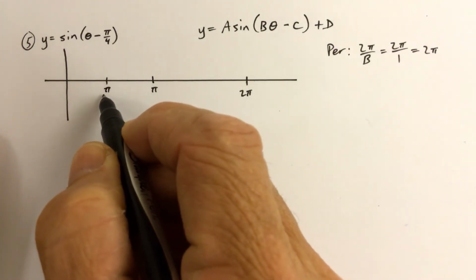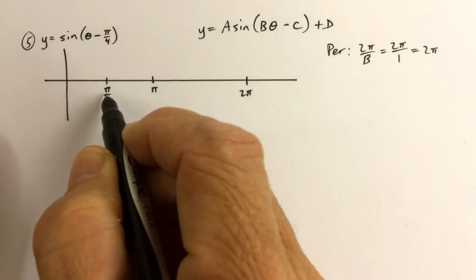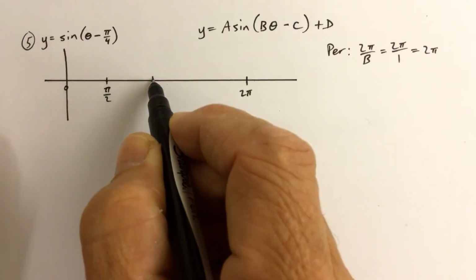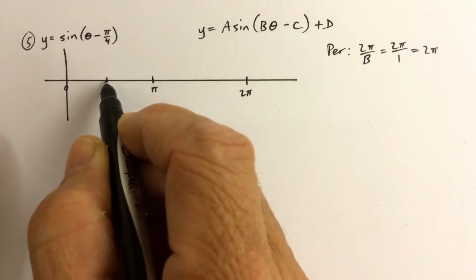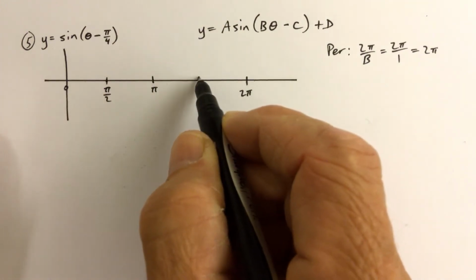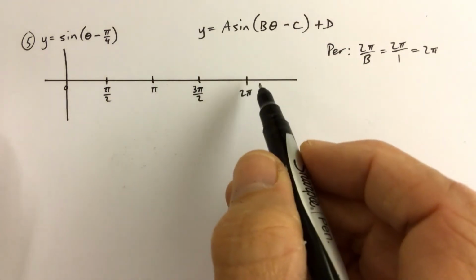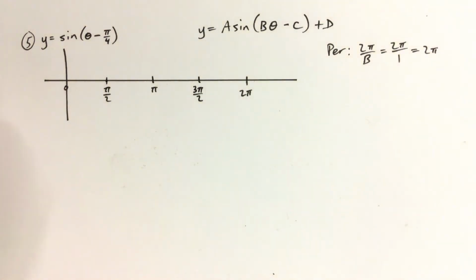So pi over 2, and then if this is 1 pi over 2 from 0 to this mark here, then every mark we see is pi over 2 radians. 1 pi over 2, 2 pi over 2, and then 3 pi over 2. So we've divided the period into 4 equal sections.